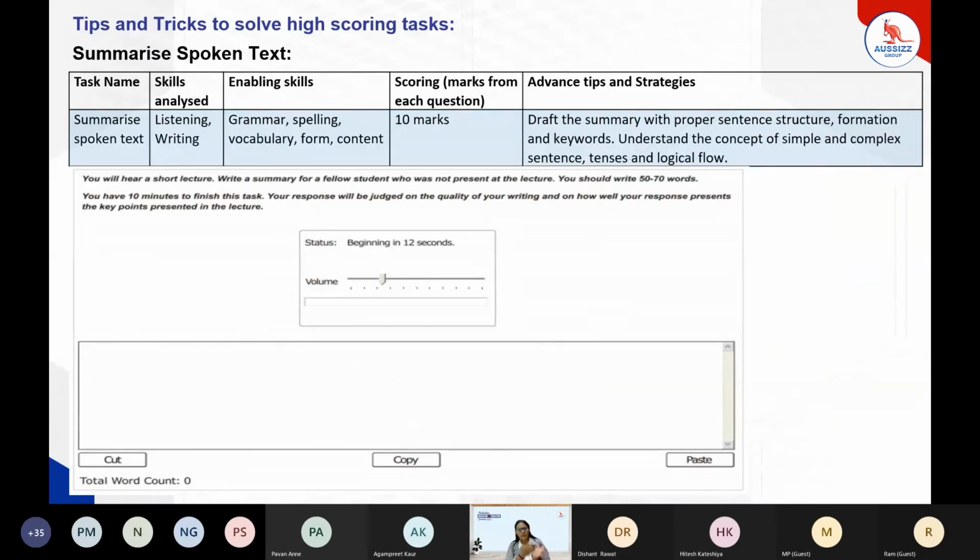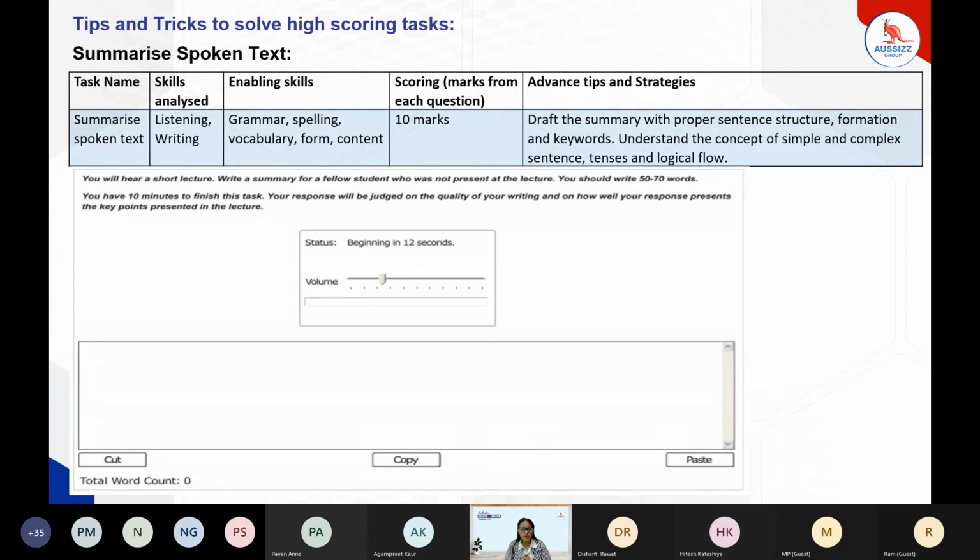Apart from that, now moving forward towards the listening. Till now we have covered speaking, writing, reading. Now we are moving forward towards the high scoring tasks in the listening module. The very first task is summarize spoken text. What do we have to do exactly over here? We have to listen to the lecture and write the summary in the box provided.